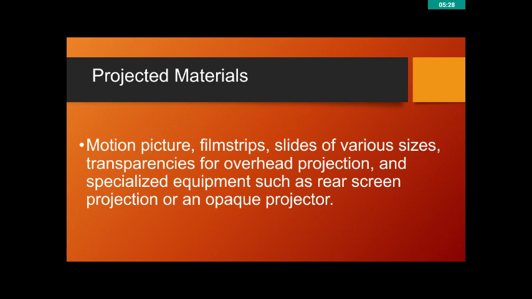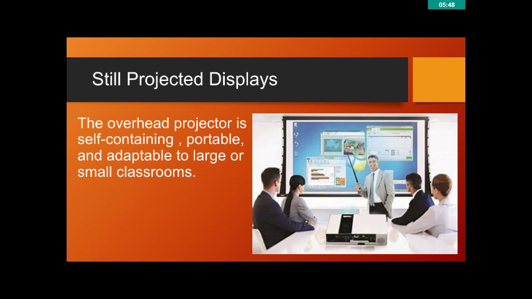Next are projected materials. These include motion pictures, filmstrips, slides of various sizes, transparencies for overhead projection, and specialized equipment such as rear screen projection or an opaque projector. Next is still projected display. The overhead projector is self-contained, portable, and adaptable to large or small classrooms. Normally, you can see this overhead projector set up either on the wall or on the ceiling.